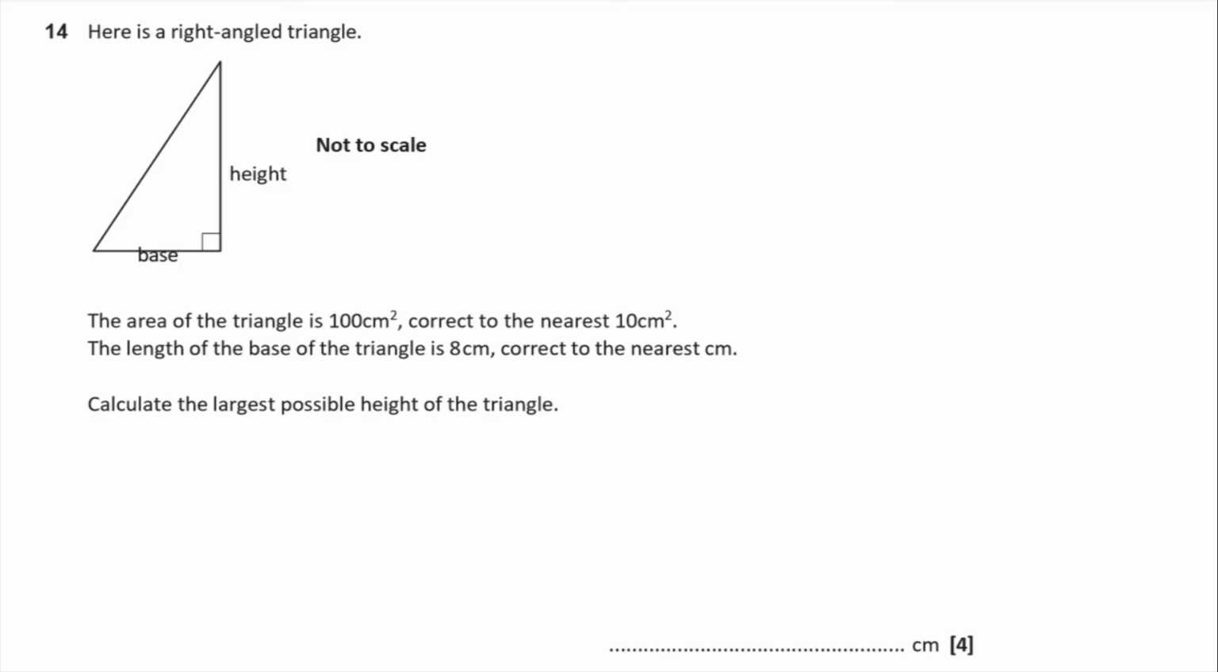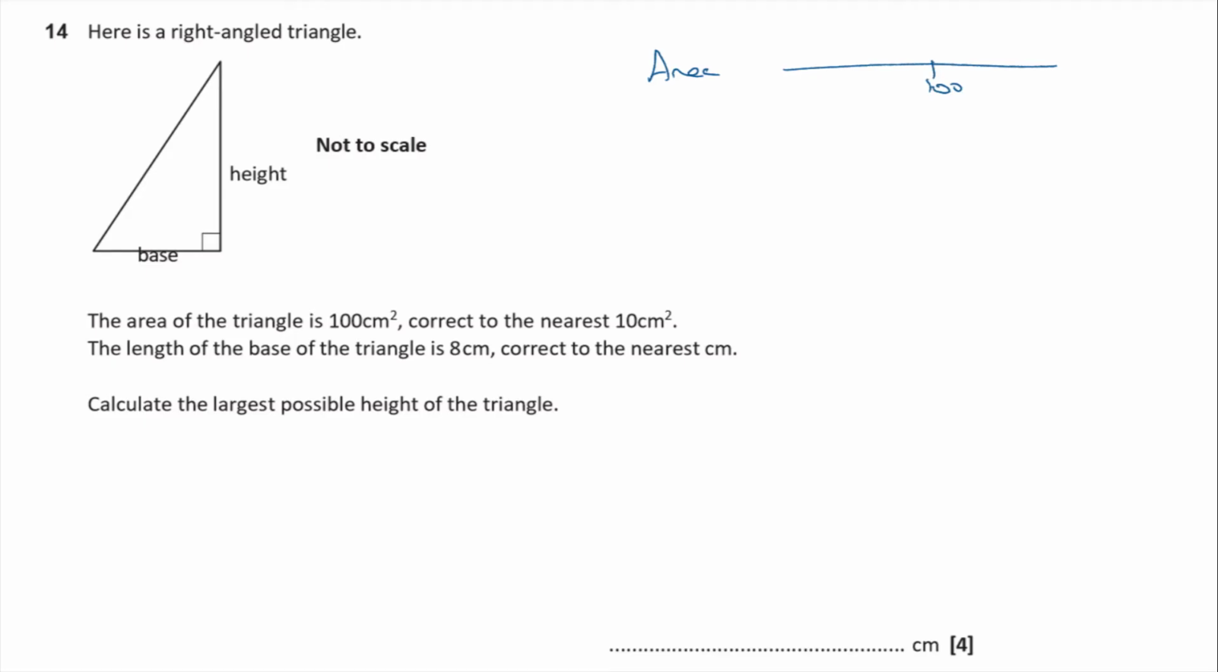Question 14, here is a right angled triangle. The area of the triangle is 100 square centimeters, correct to the nearest 10 centimeters. The length of the base of the triangle is 8 centimeters, correct to the nearest centimeter. Calculate the largest possible height of the triangle. Okay, so we've got a limits of accuracy question here. I know that the area is equal to 100, but that's only correct to the nearest 10 centimeters.